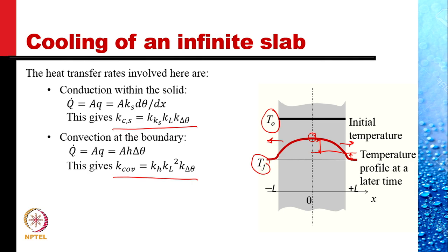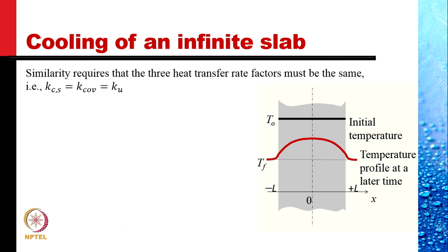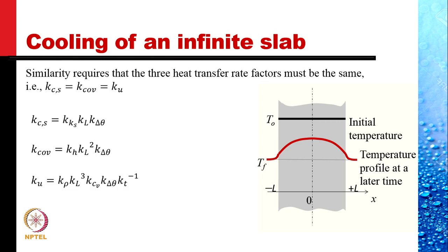The two laws, the Fourier law and Newton's law of cooling. There is a third law that is relevant: heat storage in solids. Q dot is the mass of the solid, Cv times the rate of change of temperature with time. This gives you this as the scale factor for unsteady changes in the slab. These three circled scale factors should be equal. That's the requirement of similarity. The three scale factors are given here.